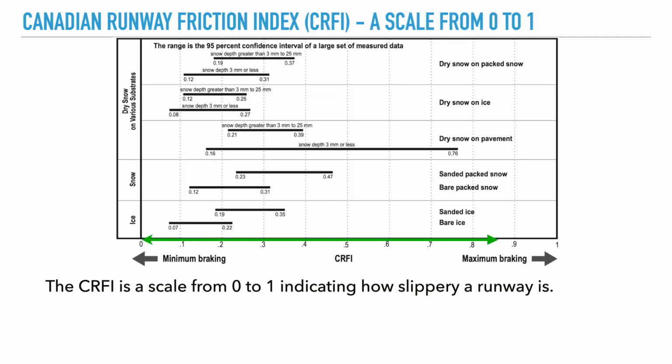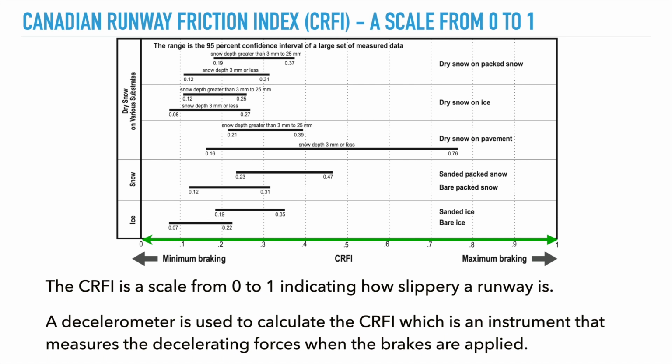The Canadian Runway Friction Index is a scale from 0 to 1 indicating how slippery a runway is. I've taken this chart directly out of the Aeronautical Information Manual, and if you pause this video, you can see that for each contamination, there's actually a range of the minimum CRFI you need for different contamination. Ideally, the higher the CRFI, as you get closer to 1, the better the landing braking is going to be, and overall the runway is going to be dry. So if you can, try to choose a runway on landing that has the best CRFI.